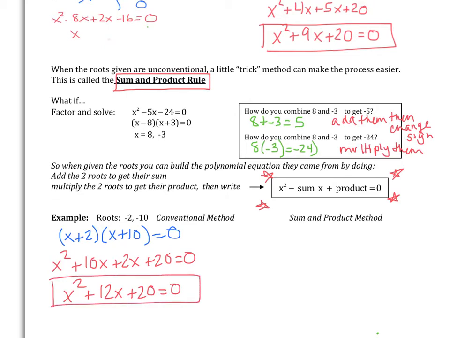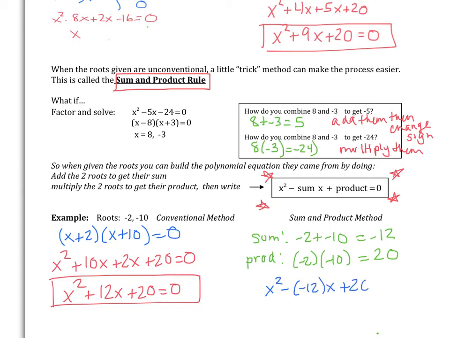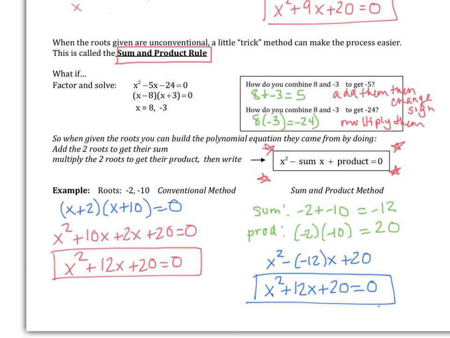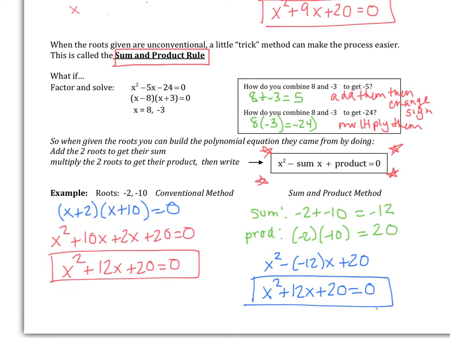If we do the new method, we want to find their sum and their product. So the sum of -2 and -10 is -12. Their product, -2 times -10, is positive 20. So when we use that equation, we get x squared minus -12x plus 20, or x squared plus 12x plus 20. For these problems, it's about the same amount of time to do the conventional method or the sum and product method, but as you're going to see, when we have roots and i's and things like that, the trick method is usually a little bit quicker.